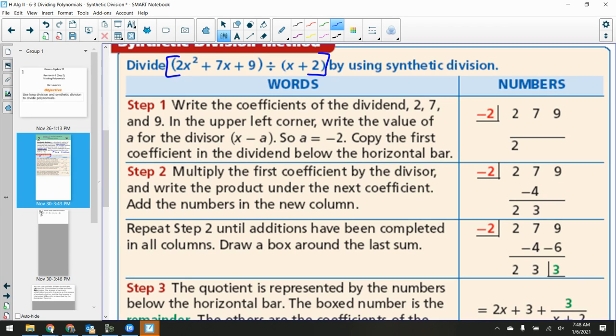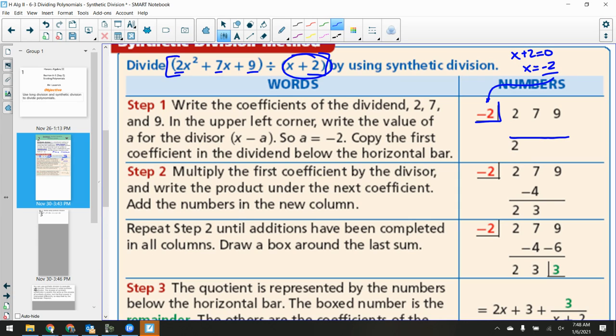Okay, so what we have is this number inside the box, and then a horizontal line coming across. The number inside the box is generated by whatever you're dividing by, right? So I'm dividing by x plus 2. How does that become a negative 2? Well, we just set it equal to 0, and we say, okay, x is negative 2. That's the number that goes inside the box. So negative 2 is in the box, and how do we get the 2, 7, and 9? Quite simply, you just rip off the coefficients, line them up right next to the box, and put a line underneath it.